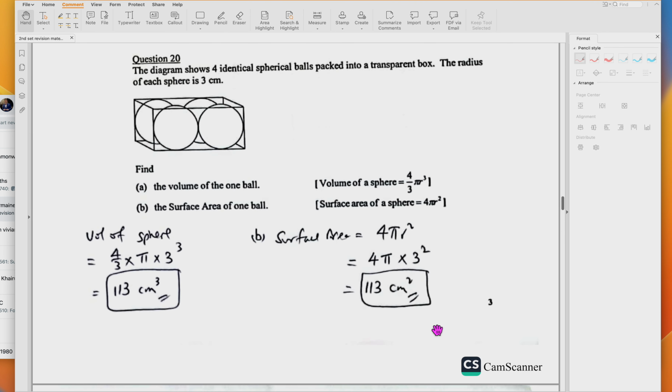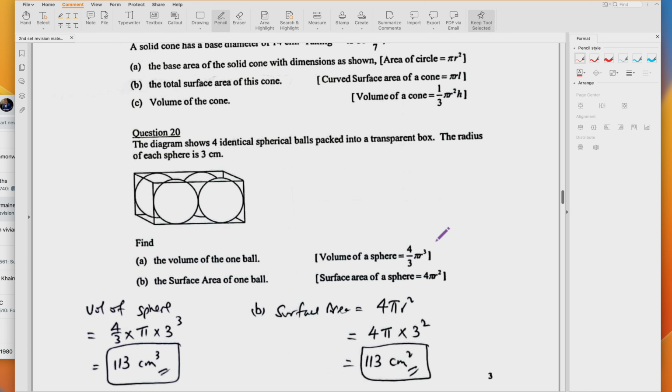Okay, now what's the formula? Is the formula given for the volume of the ball or the surface of the ball? One of them is not given. Yeah, for the sphere they give one. So over here, the diagram shows 4 identical spheres. The radius of each sphere is 3 cm. Never mind, you just do this question without looking at it. I also want to test you.